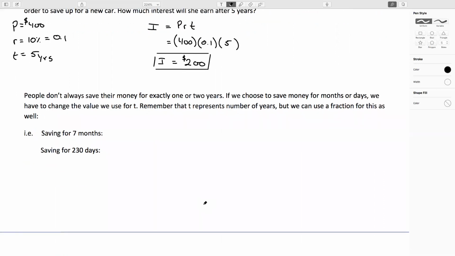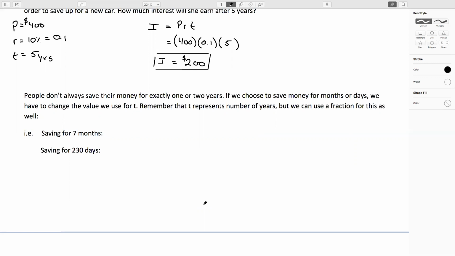Now, people don't always save their money for exactly 1 or 2 years. I mean, if you sign up for certain types of investments, they'll make you invest for a certain amount of time. You might commit to 3 years or 4 years, but a lot of people will throw money into an account and take it out when they need it, or when it's reached a certain value. So we don't always have to use whole numbers when we're talking about time. We have to change the value we use for T if we're not working with whole numbers, but we can use a fraction for this.